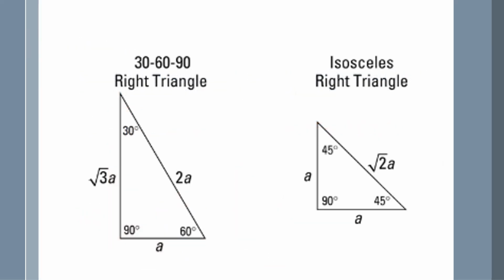Alright, this right here is just a way of showing the 30-60-90 and the right isosceles triangle, which we know is a 45-45-90. Again, I am writing this with the mouse, so I'm sorry about that. So remember, for the 30-60-90, the hypotenuse is twice the short leg, and then the long leg is the short leg times square root 3.